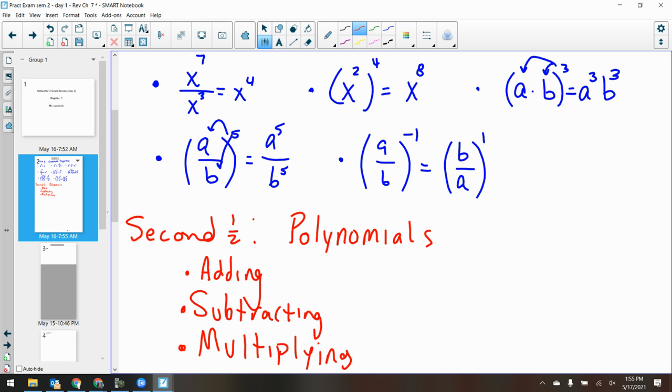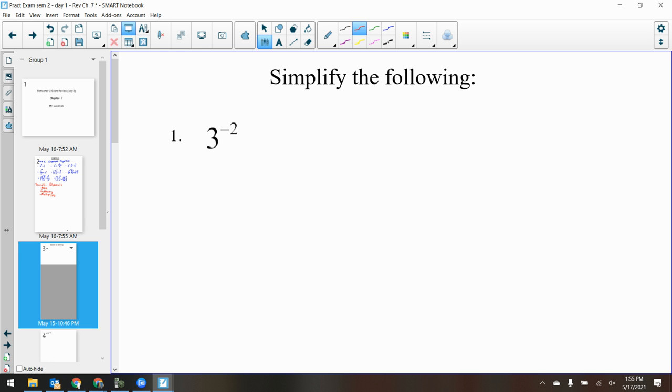So that's Chapter 7. Now let me show you some examples of questions I could ask about Chapter 7. When we do examples throughout this week and I show an example on the board, I want you to copy it down and do it with me. So everybody write down 3 to the negative second power, and we'll do this one together.